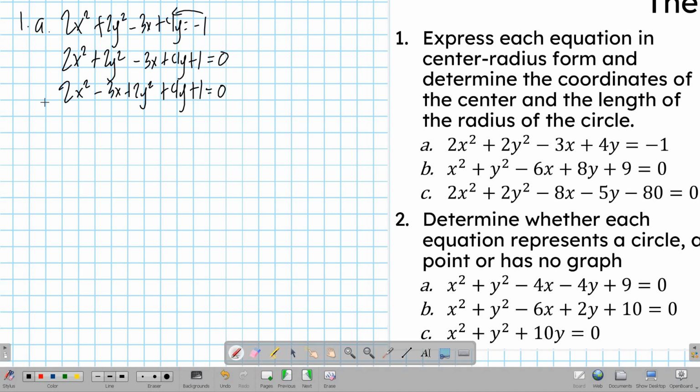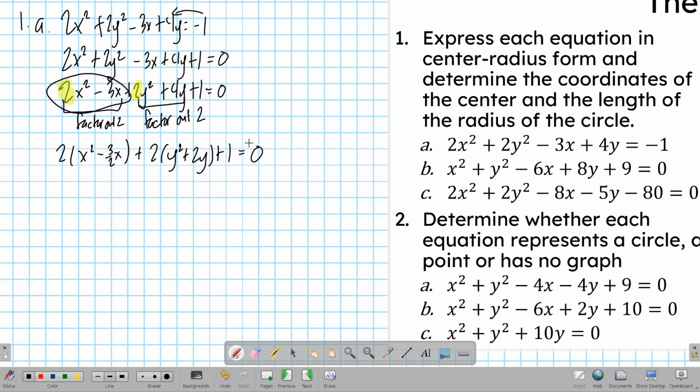So, therefore, dahil ito ay 2, since this is 2, kailangan natin mag-factor out ng 2 dito. Factor out 2. At ganoon din dito, since this is 2, kailangan din natin mag-factor out ng 2. So, here, we're going to have 2 times x squared minus 3 halves x. Kasi pag pinactor out mo yung 2, you divide that. Dito naman, magiging 2 times y squared plus 2y plus 1 equals 0.